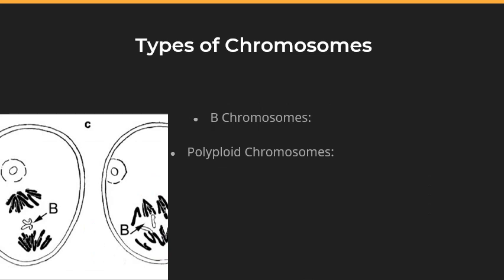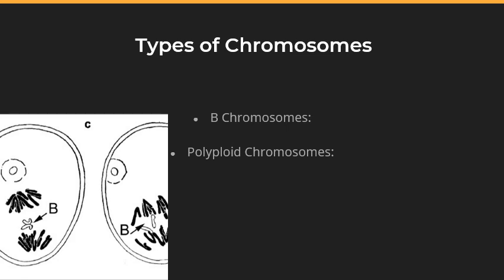Let's talk about our last two chromosomes on our list. We have our B chromosomes and our polyploid chromosomes. B chromosomes, also known as supernumerary or accessory chromosomes, are additional chromosomes that may exist in some individuals of a species, but are not essential for the organism's viability or reproduction. They often carry non-essential genetic material.